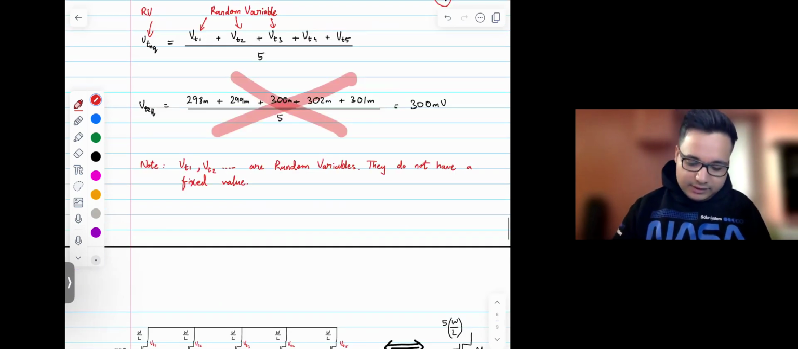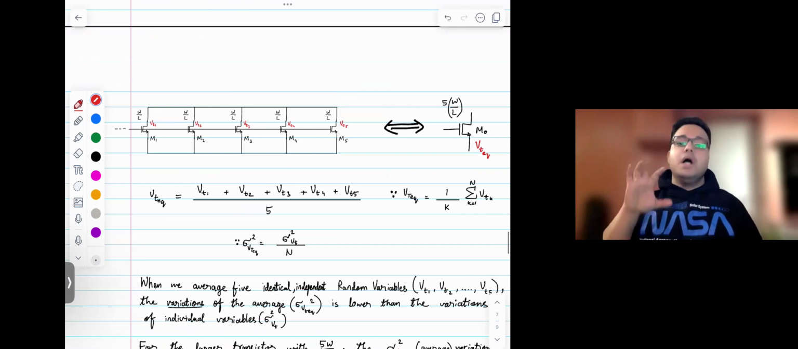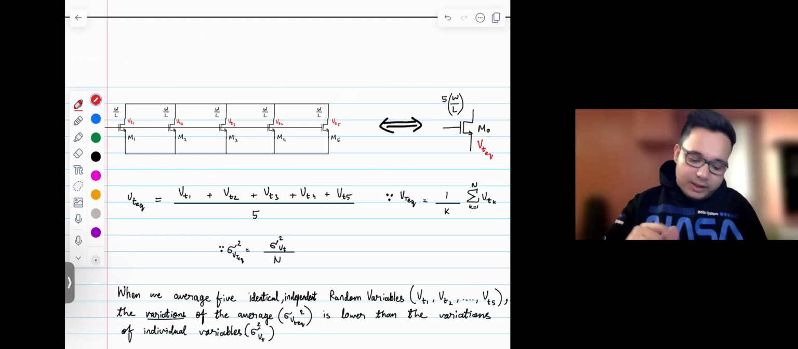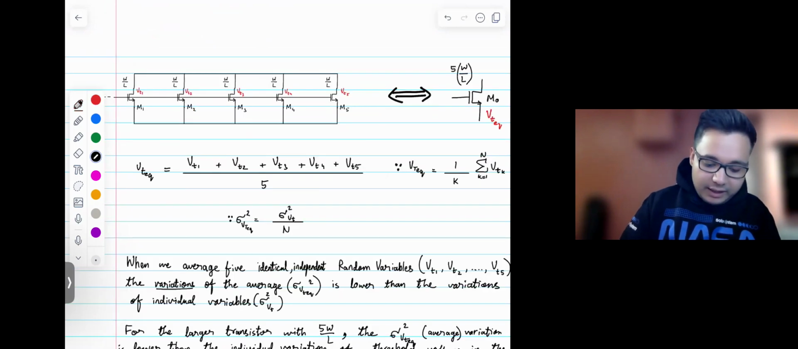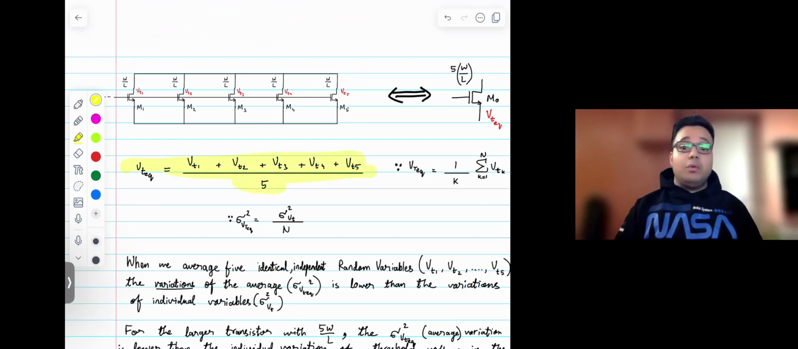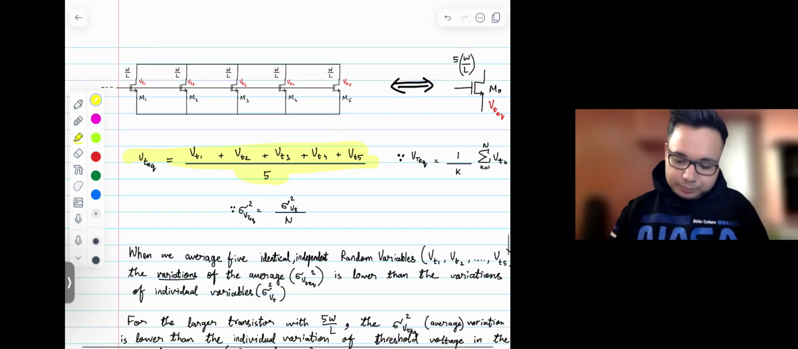And so let's look at the circuit again, right? The same circuit, 5 transistors in parallel, equivalent to a bigger transistor with 5 times W by L. So this equation still stands, right? This equation is still true, provided all of these are random variables, VT1, VT2, VT3, VT4, VT5, and VT equivalent. All of these are being treated as random variables, okay? And we can write this sum in a more concise form.